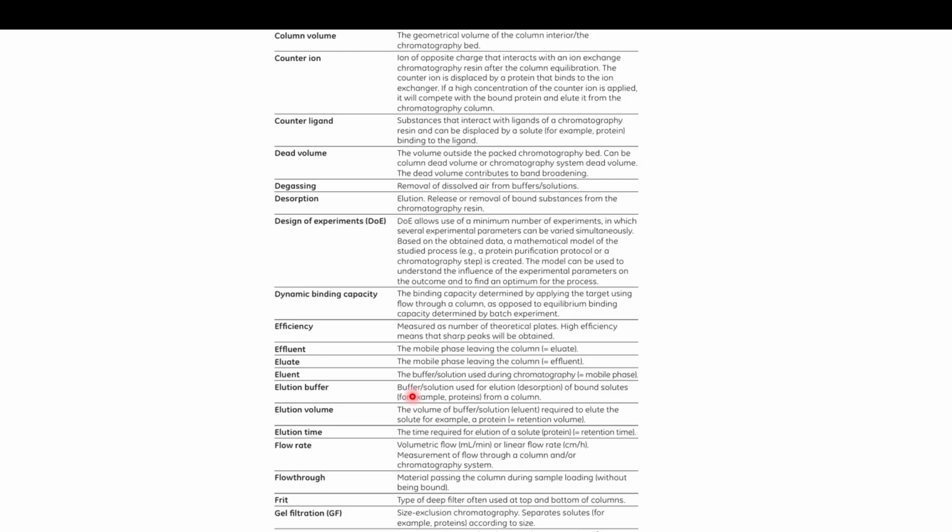Elution buffer is used for elution or desorption of bound solutes. Elution volume is the volume of the elution buffer being used to elute the solute. And elution time is how much time it required for removal of the solute that has been bound to the stationary phase. Flow rate that I was talking about is volume per unit time: volumetric flow, ml per minute, or linear flow rate, centimeter per hour. It gives us a measurement of flow through a column. And then there's flow through; gel filtration is size exclusion chromatography.